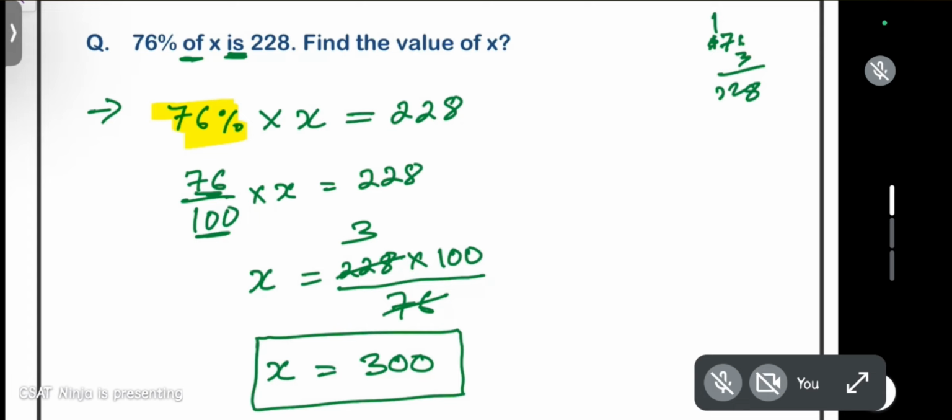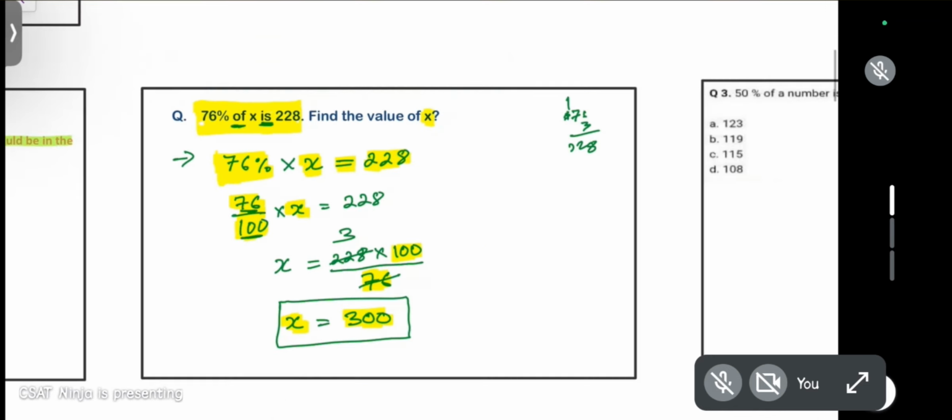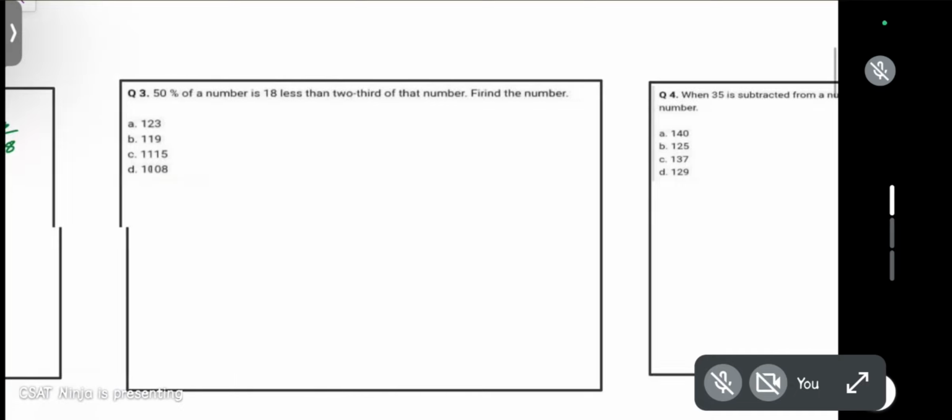So I'll repeat again. 76% of x is 228, and we are asked to find the value of x. In that case, I'm forming an equation using the first part. 76% of x is equal to this one. Then 76%, if I convert it to a fraction, will be 76 divided by 100. And of x, I'm transferring this 100 to the other side, it will go up here. I'm transferring this 76 to the other side, it will go in the denominator. If I cancel this, I'm getting the value of x as 300. Are you guys following this? Yes or no, you can give a thumbs up.